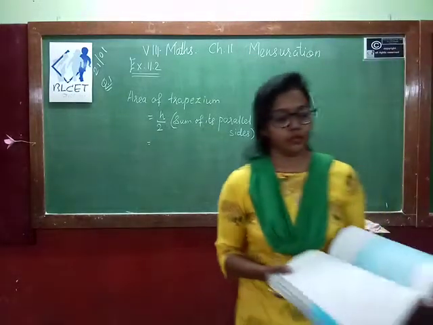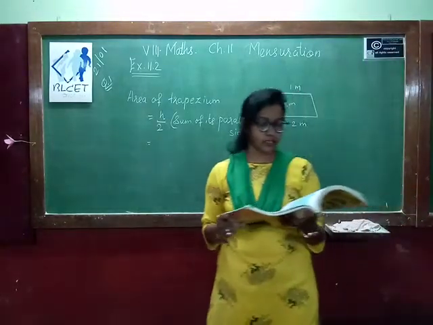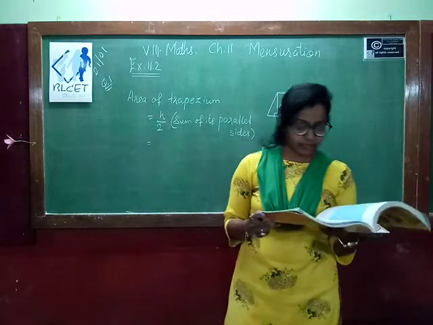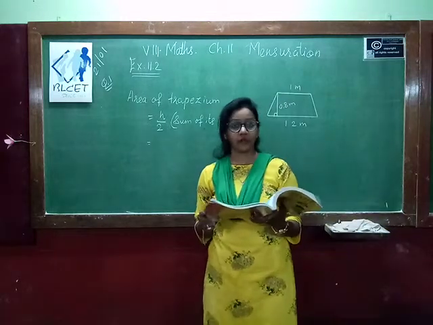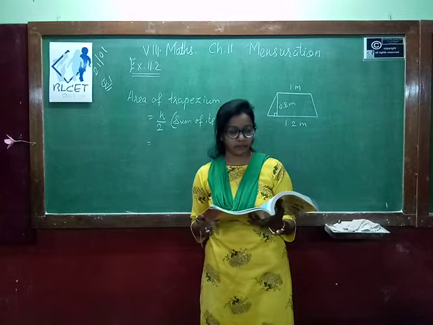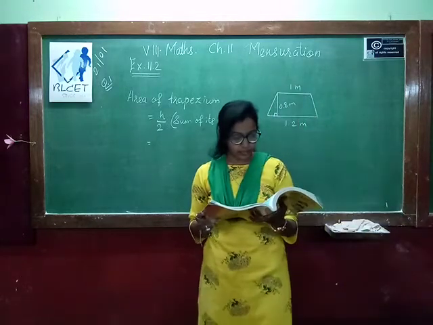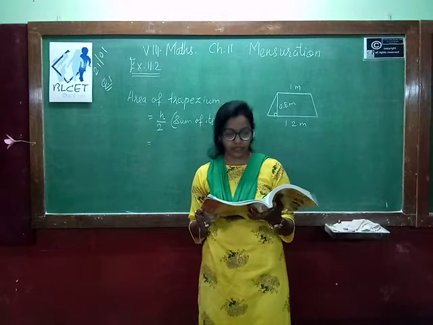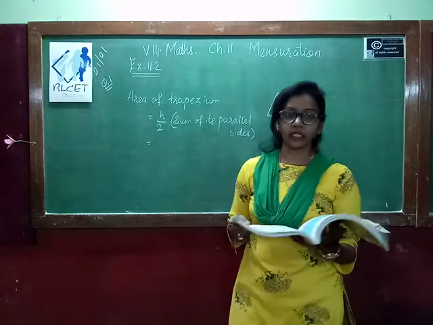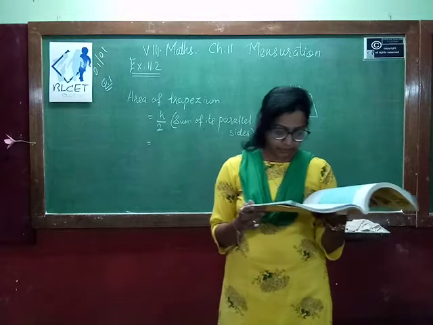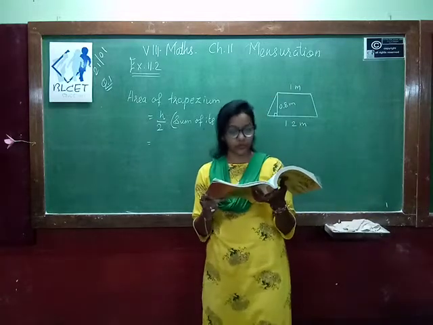First question. As we have already seen the solved examples in the previous videos, on the basis of that, we will solve the questions using the formulas which we have already discussed in the previous session. That is area of trapezium, area of a general quadrilateral, and area of a special quadrilateral. So we have already learned the formula to find the area of these particular shapes. See the first question of exercise 11.2.